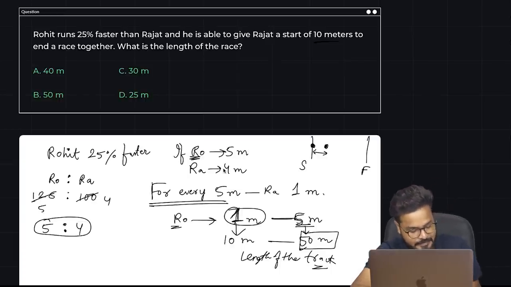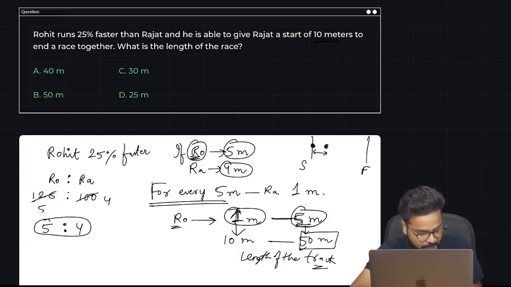See, it's basically, guys, Rohit is faster, right? So if he runs 5 meters, Rajat only runs 4 meters. So for a 5 meter race, Rohit will give a head start of 1 meter to Rajat. If Rohit is giving 10 meters of head start to Rajat to end a race together, the total race length would be 10 times 5, so 50 meters, right?